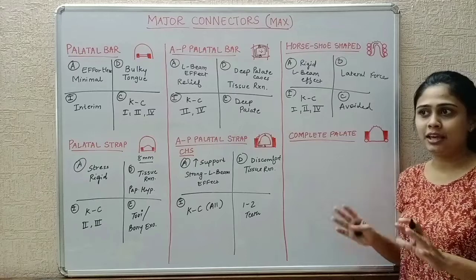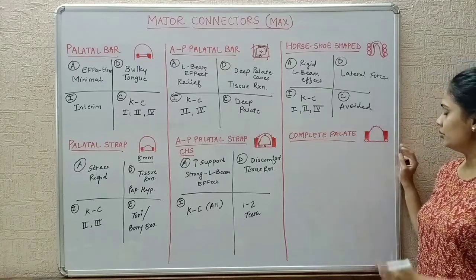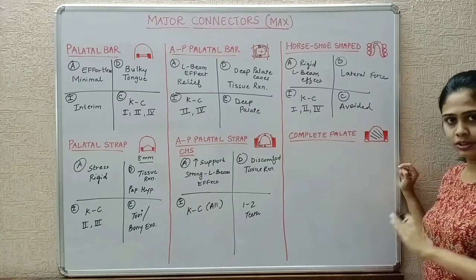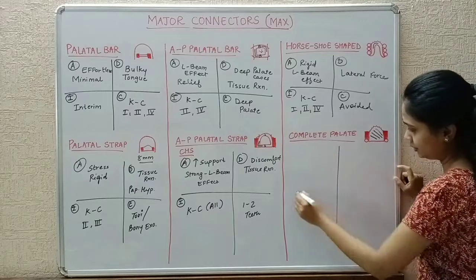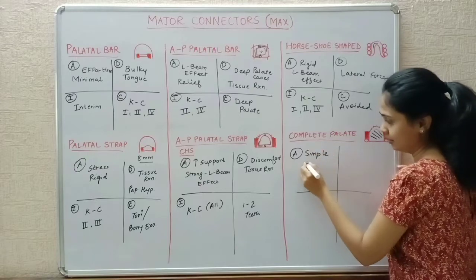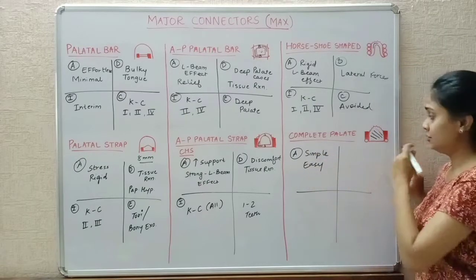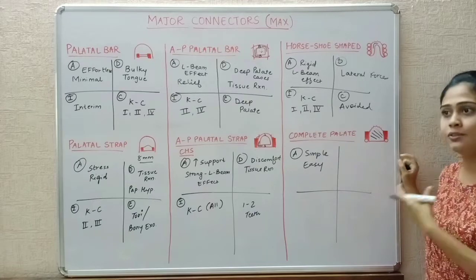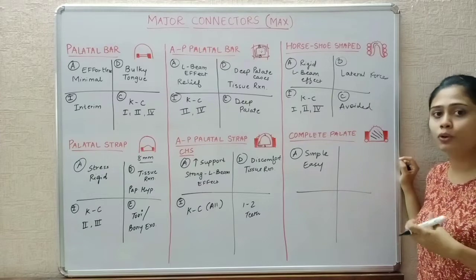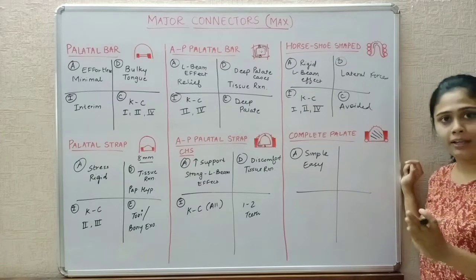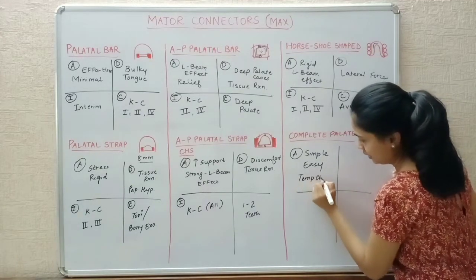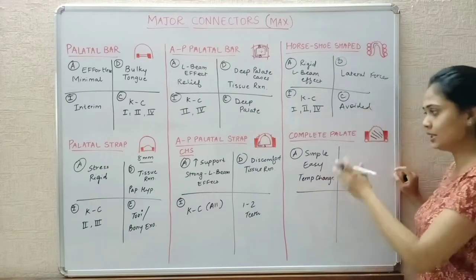So complete palate is every dentist's favorite major connector because it covers the whole palate and there is a whole metal sheet lying on the palate. So the advantages of this is it is very simple in design, it is very easy to fabricate, and third, it transfers the thermal changes to the palate. As you all know that metals are a very good conductor of heat. So any food, hot food or cold food that we eat, this complete metal palate will transfer that sensation to our palate. So here I'll write temperature changes can be transferred. So these are the advantages.